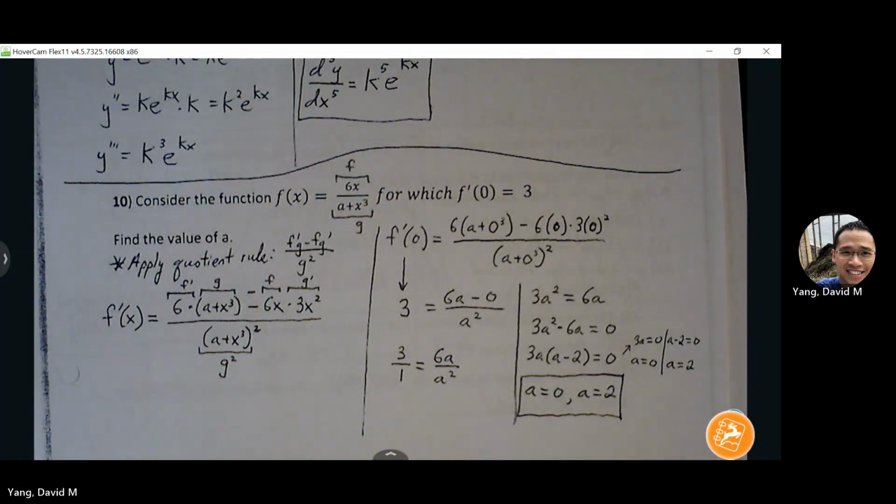Number 10. Where is f prime of 0 equal to 3? They're mentioning the derivative, so you have to get to the derivative. To get to the derivative, you have to go through the quotient rule.